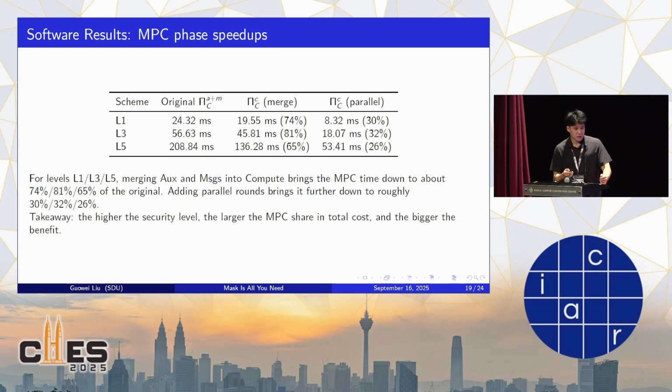In the MPC phase, for security levels L1, L3, and L5, merging the auxiliary and message phases into the compute phase brings the MPC time down to about 74%, 81%, and 65% of the original, and parallelization brings it down to about 30%, 32%, and 26%. We can also see that the higher the security level, the larger the MPC share in total cost, and the bigger the benefit.